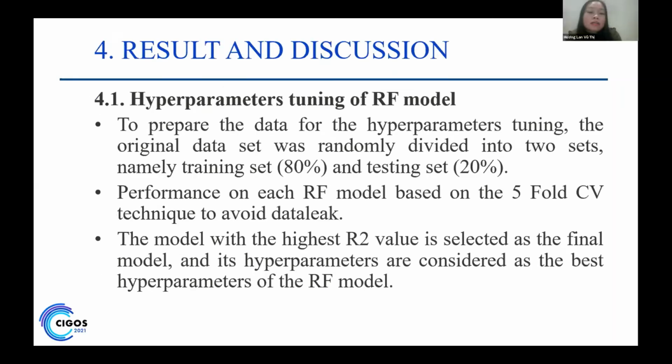4.1 Hyperparameter tuning of RF model. To prepare the data for the hyperparameter tuning, the original data set was randomly divided into 2 sets, namely training set 80% and testing set 20%. Performance of each RF model was evaluated based on the 5-fold CV technique to avoid data leak. The model with the highest R2 value is selected as the final model, and its hyperparameters are considered as the best hyperparameters of the RF model.